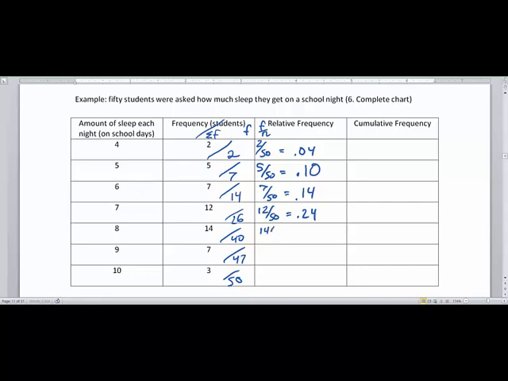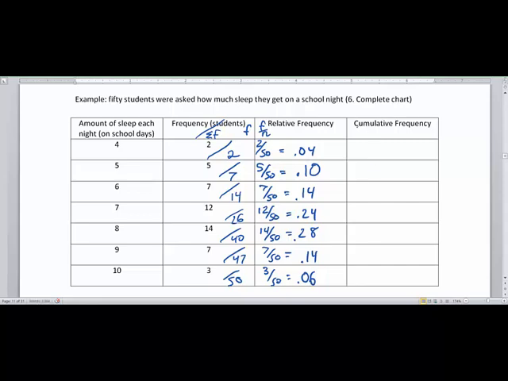And 14 out of 50, this is our biggest group here, so 28% get 8 hours of sleep, which is good. Then 7 divided by 50 is going to be 14% again, just like we did at 6 hours of sleep. And then finally 3 out of 50 gives me 0.06.